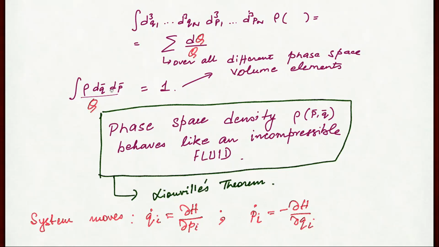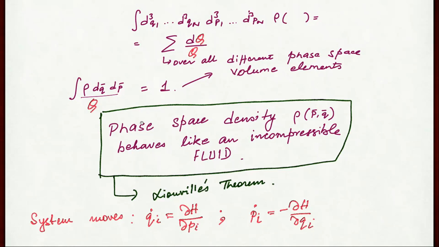Sorry, this should be divided by q actually. So if you integrate the density of phase space over the entire volume, divided by the total number of phase space points, that will obviously be equal to 1, because of the normalization.